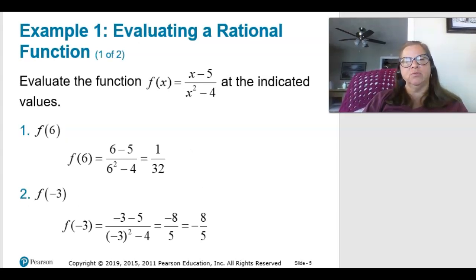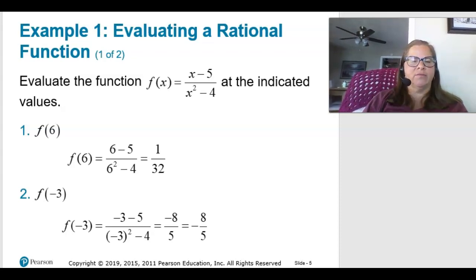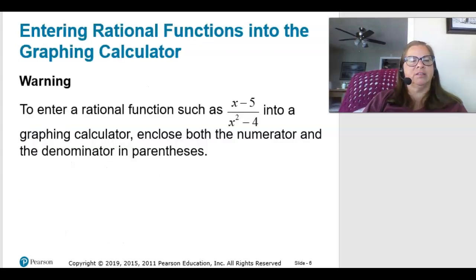F of x is equal to x minus 5 all over x squared minus 4. And we want to evaluate the first one at 6. So wherever there's an x, we put in a 6. And you can see that we have 6 minus 5 over 6 squared minus 4, or 1 over 32. If we were to look at a negative 3, we'd have a negative 3 minus 5, or a negative 8. A negative 3 squared is 9, minus 4 is 5. So evaluating rational functions is nothing different than we've been doing all along.